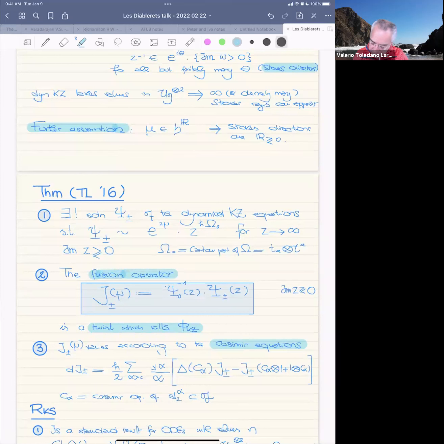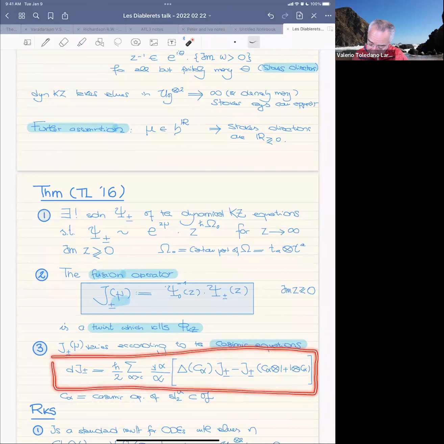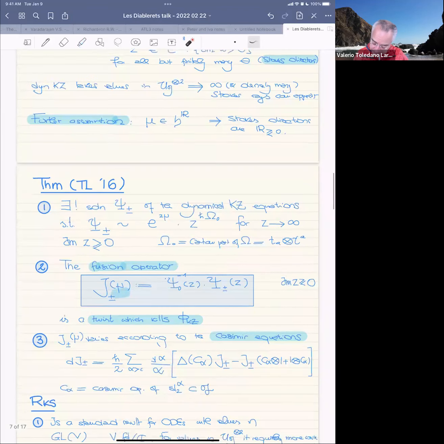And the added bonus, which would be maybe not so relevant for us today, but let me mention it in passing, is that everything depends on this parameter mu which we inserted, which lies in a chamber. And the added bonus is that this twist or fusion operator is a smooth function of that parameter. So it's a C infinity function. And if you differentiate it, it satisfies a version of the Casimir equations of the Lie algebra. So it satisfies this equation here.